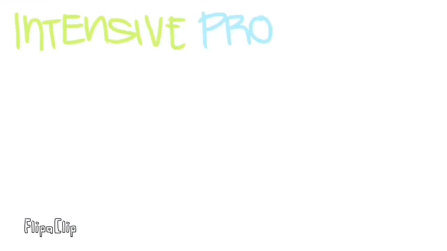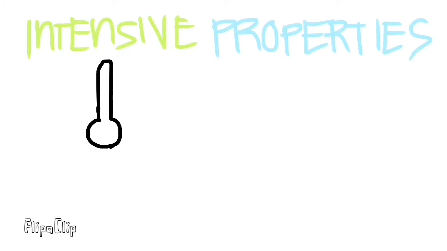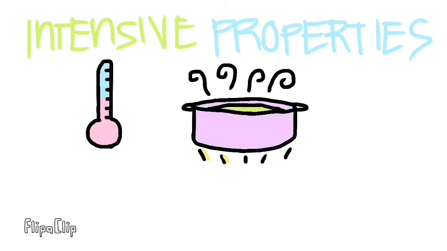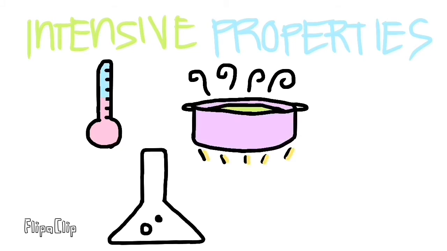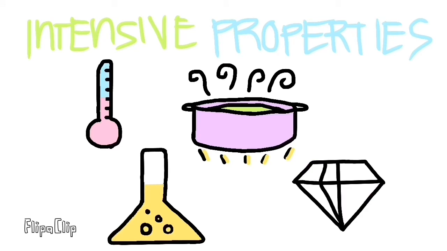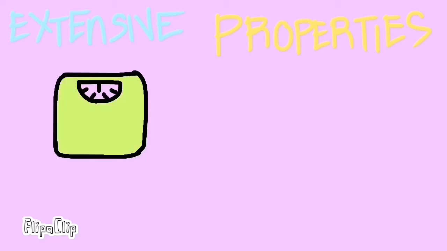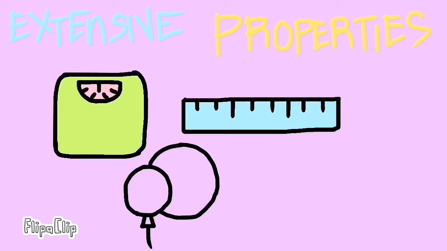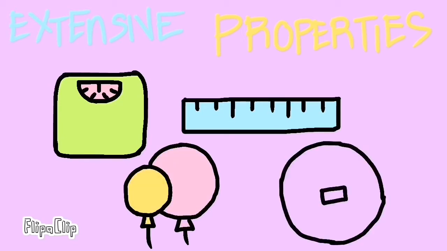Intensive properties are the properties that do not depend on the amount of matter in a sample. These include temperature, boiling point, concentration, and luster. Extensive properties are the properties that depend on how much matter a sample contains. These include weight, length, volume, and entropy.